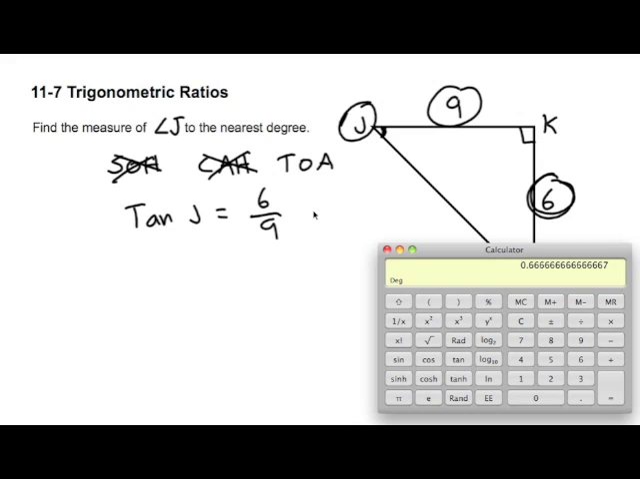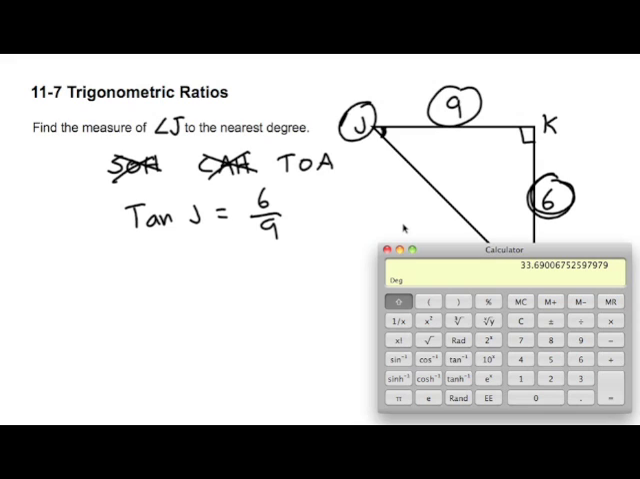So from here, it's a little tricky, and it's something we've never done before. So let's make sure we really pay attention so we can do it on our calculators. First, we're going to hit the shift key or the second key. And then since we're doing tangent, remember we're doing tangent, we're going to hit tan to the -1 power. Okay, so once we do that, it'll give us the measure of angle J, which is 33.69, and so on and so forth.